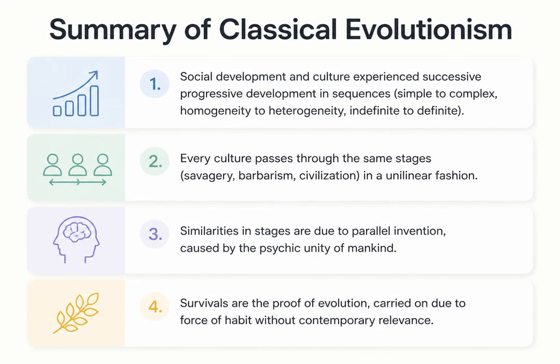Let's summarize the core tenets of classical evolutionism for your notes. First, social development experiences successive progressive development, moving from simple to complex, homogeneous to heterogeneous, and indefinite to definite. Second, every culture universally passes through the unilinear stages of savagery, barbarism, and civilization. Third, this universal similarity is caused by parallel invention, which is driven by the psychic unity of mankind. And finally, the proof that this evolution occurred is found in survivals, practices maintained by force of habit that no longer serve their original purpose.